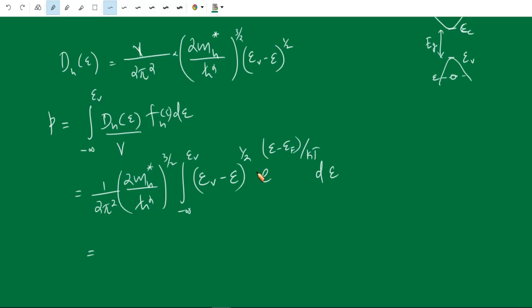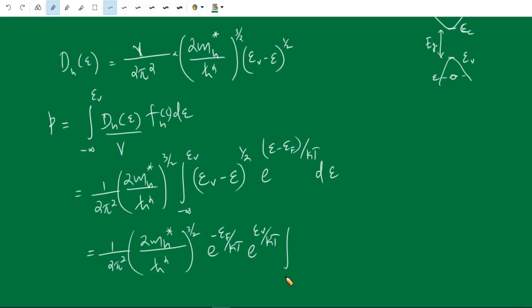So we can do this thing as before to make the integral into a standard form. We can write this and take this e raised to minus Ef divided by kT outside. So Ev minus E is e raised to half is there. So this also I want to make like that. So this can be written as, I will multiply e raised to plus Ev by kT.